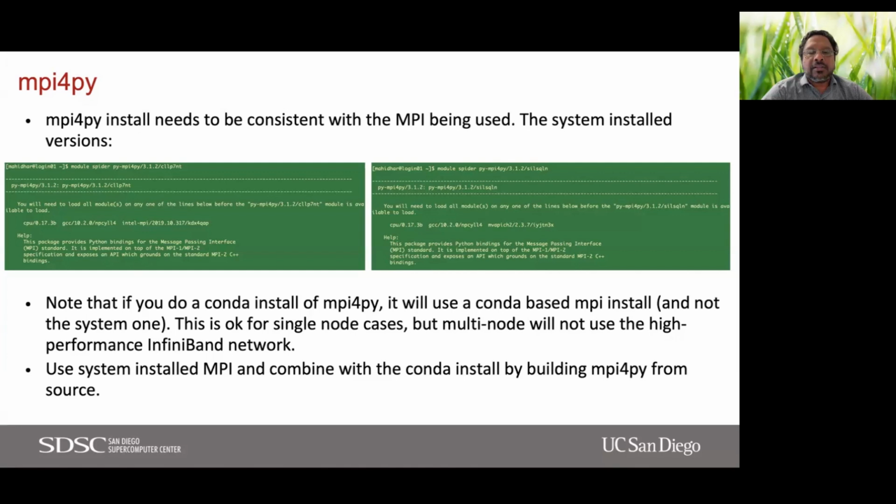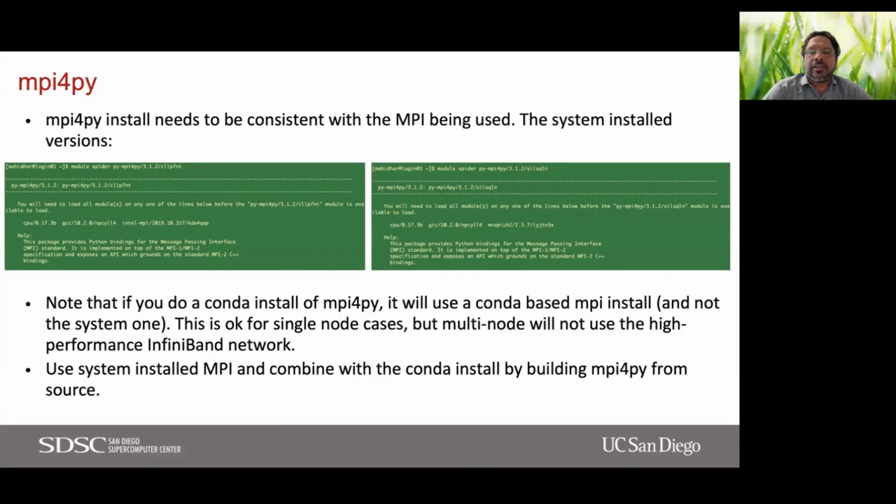Now, the risk is when you go multi-node, and the conda-based MPI install usually pulls in an Open MPI install. The multi-node will work, except it's not going to know about our InfiniBand performance network. It will end up using Ethernet for the communication, which will work, but is not ideal because that's a much slower network. It's also not designed for user traffic.